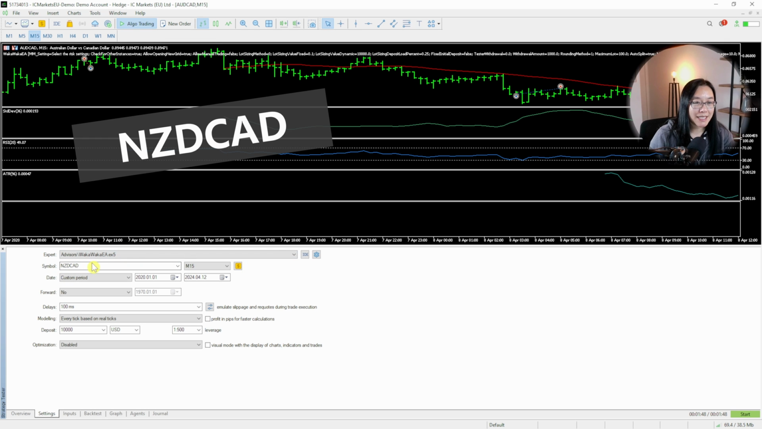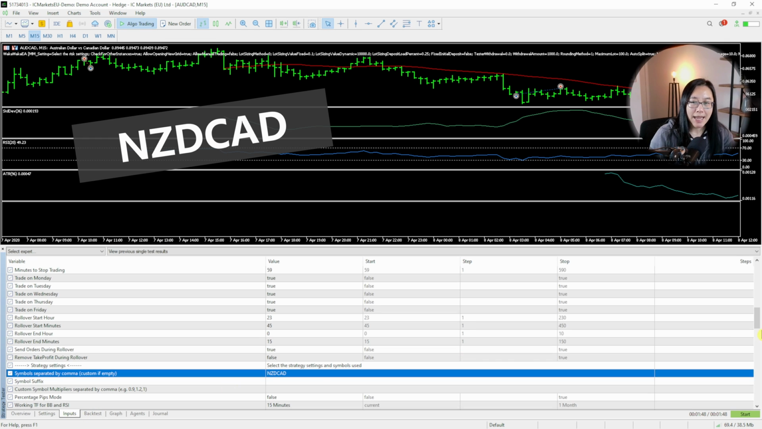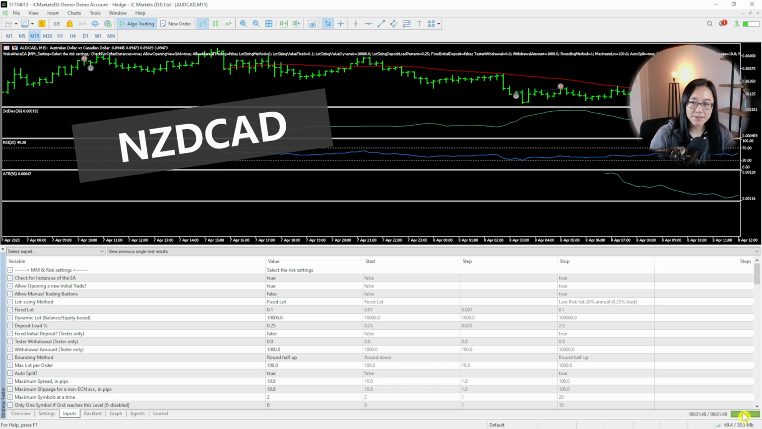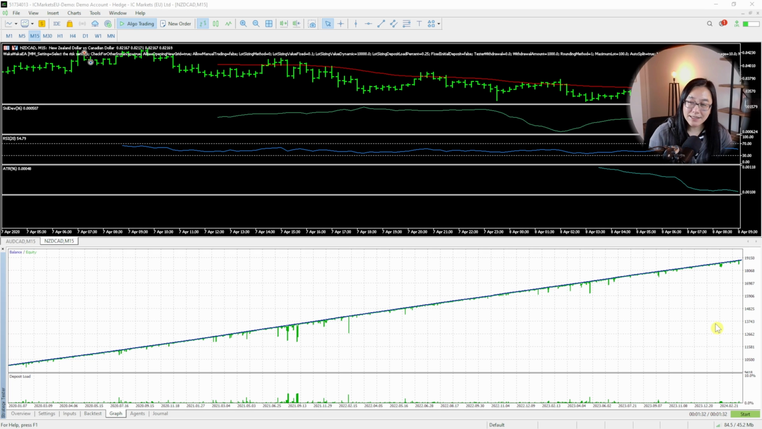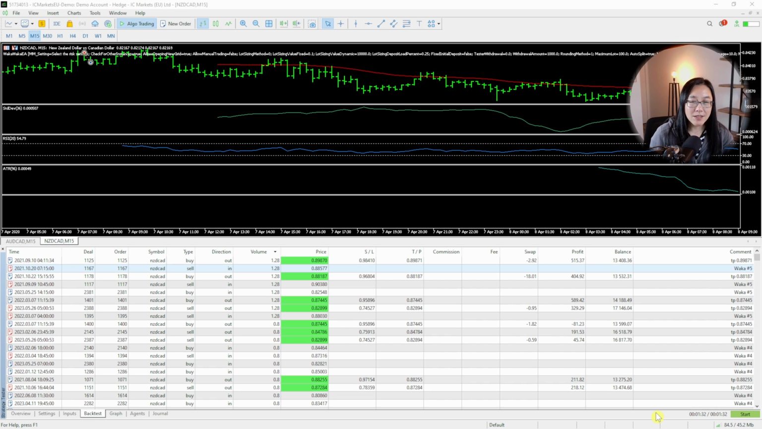Next, we've got the New Zealand Canadian over the same time period and the exact same settings. The New Zealand Canadian made slightly less profit at $8,900 and a drawdown of $1,456. And here is the equity chart. I would say it's pretty smooth with just a few points of drawdown. From a lot sizing perspective, this one did slightly better because we haven't seen any trades where the volume is greater than 1 lot, and we've seen a maximum of 4 trades, Waka number 5 label at 1.28 lots.